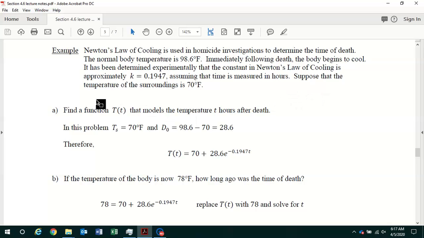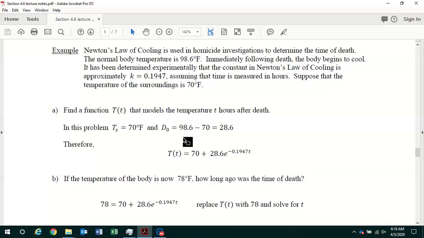Suppose that the temperature of the surroundings, the surrounding air temperature, is 70 degrees Fahrenheit. Find a function capital T of little t that models the temperature T, little t hours after death. Well, in this problem, T sub s, the surrounding air temperature, is 70 degrees, and the difference between the initial body temperature and the temperature of the surrounding air is 28.6.